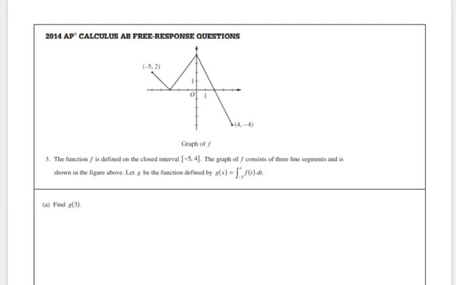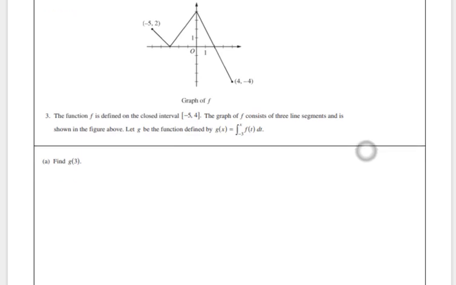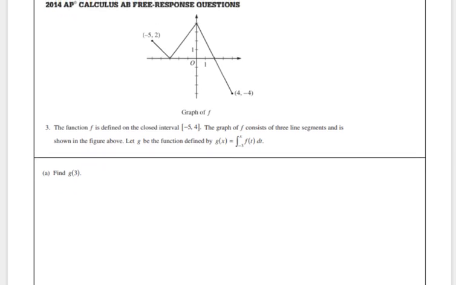Hey everybody, this is the 2014 free response question number 3. In this problem, we're given the graph of f. The function f is defined on the closed interval from -5 to 4 and consists of 3 line segments, as shown in the figure. Let g be defined as g of x equals the integral from -3 to x of f of t dt. So we can see right here that g is an accumulation function, and that's going to be important as we work through these problems.